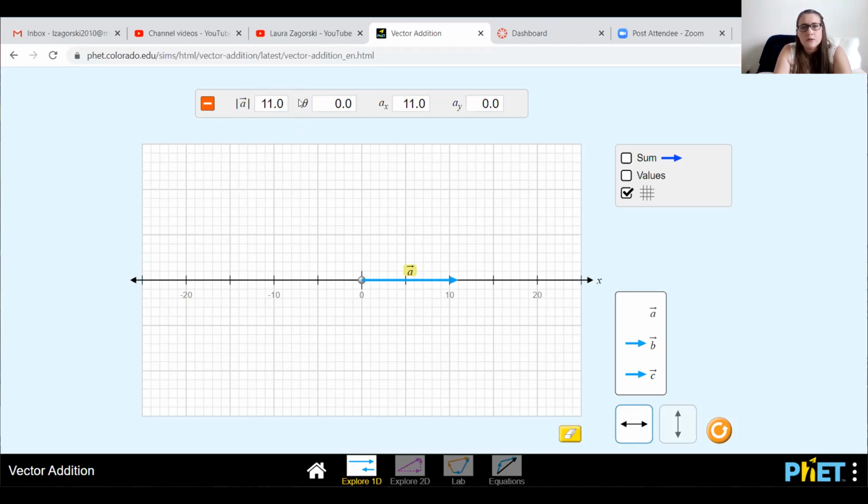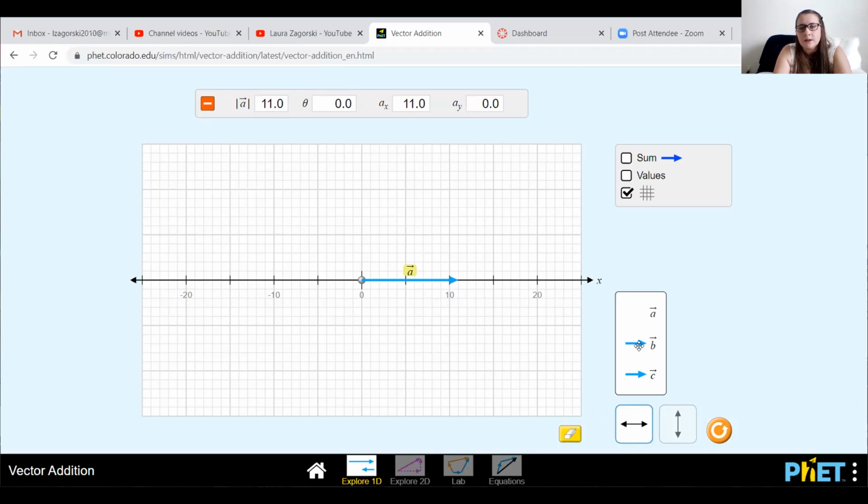The angle, this symbol right here, is the Greek letter theta. That's typically what we'll use for angles, although sometimes you might see other symbols. But the angle of this vector is 0 because it's right there along the axis. Since it's right along the x-axis, there's no inclination up from there. So it's at an angle of 0.